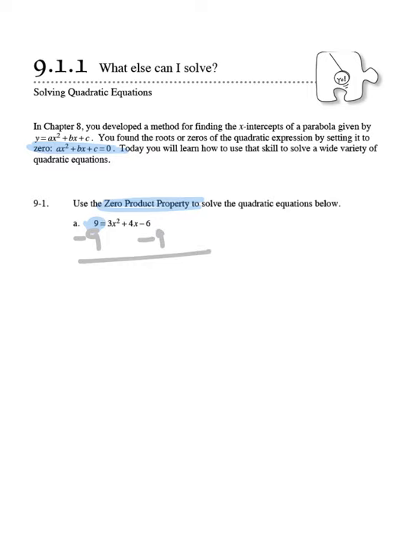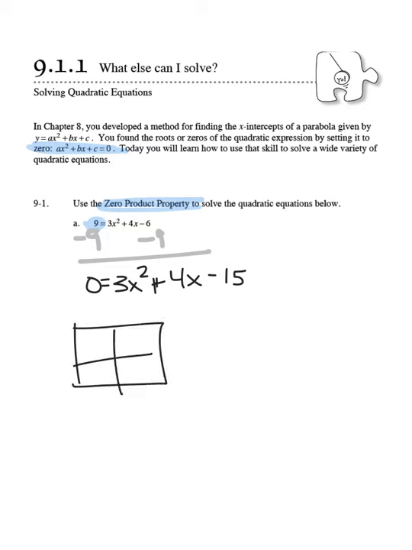So now our equation is 0 equals 3x squared plus 4x minus 15. Then the zero product property is factoring. So we'll do the rectangle and diamond. We put in the 3x squared and the minus 15. If we multiply those, that is negative 45x squared. And we need the numbers to add to 4x, just as a reminder, here and here.